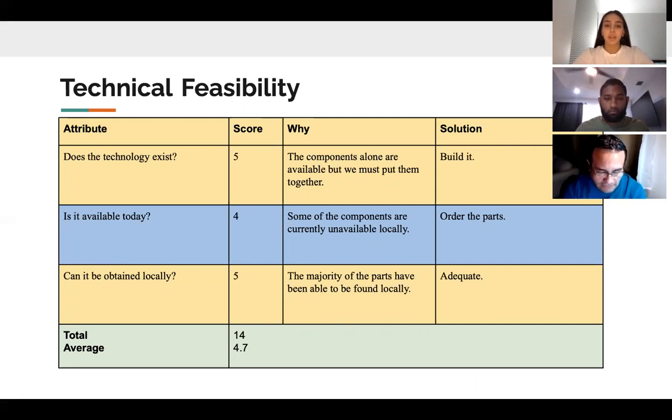Is it available today? Yes, some components are currently unavailable, but some are available. The ones that are unavailable, we have to get from another place, but we just have to order the parts. And then, can it be obtained locally? We gave it a 5 because the majority of the parts are available locally. And we have a total score of 14. If we divide that by 3, it gives us a 4.7.